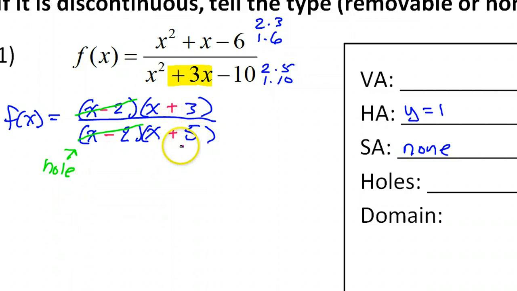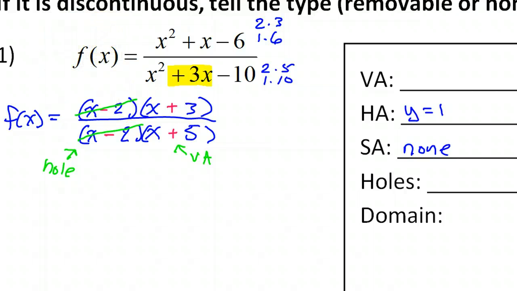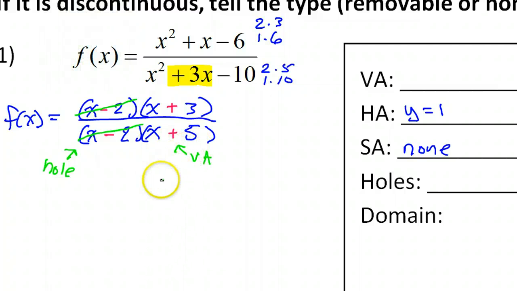Now, my vertical asymptote will come from the x plus 5. So let's do those two things. If I set the x plus 5 equal to 0, that will give me my vertical asymptote. So if I go x plus 5 equals 0, subtracting 5 from both sides gives me x equals negative 5. So that's my vertical asymptote.